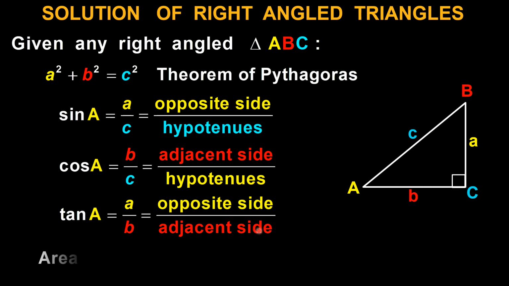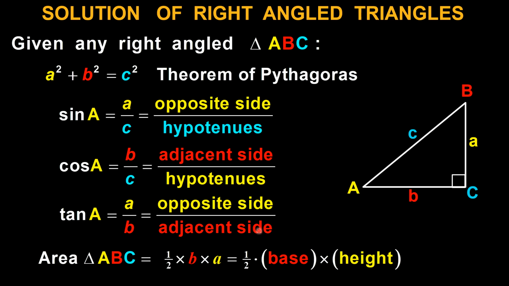ratio, right? The area of a triangle, in a right angle triangle, we can just use our standard formula, half base times height, where this adjacent is the base and the opposite in this case is the height there, right? So in a right angle triangle, this is what we can use for solving right angled triangles. Let's go over to triangles that are not.